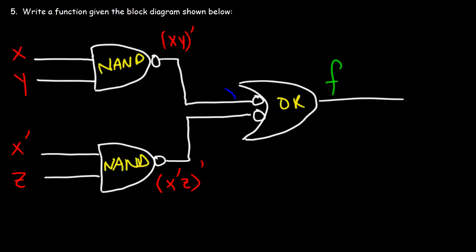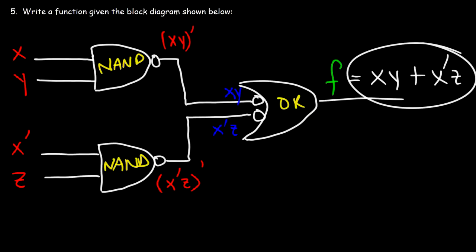So it becomes simply XY at the input. And the same is true for this one. At the input, it just becomes X prime Z. Now, using the OR operation, we can put a plus sign between these two values. And so F is going to be XY plus X prime Z.